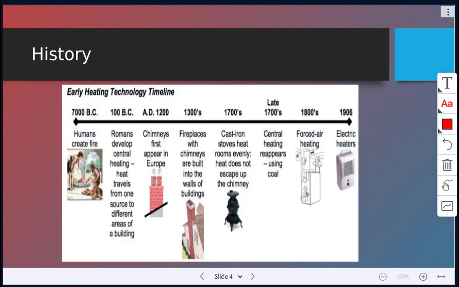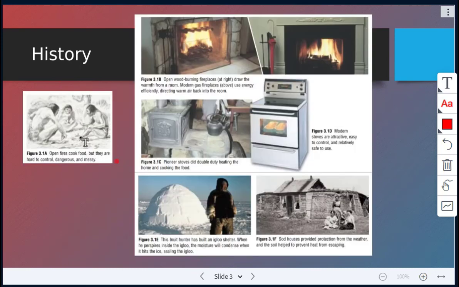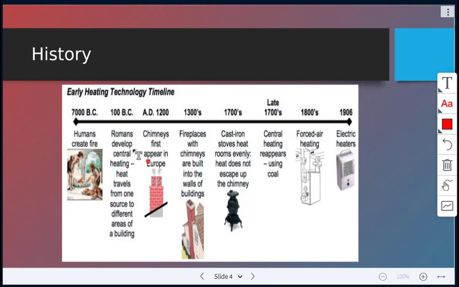Here we just have a timeline again showing the history of early heating technology, right? So we have humans creating fire. So like we saw here, it's like an open fire used to cook food and to stay warm. Then we have some central heating where heat travels from one source to different areas of a building. Then we have the first chimneys appear in Europe. Here we have then fireplaces with chimneys that are built into the walls of buildings.